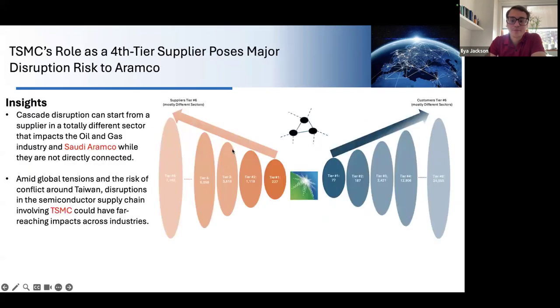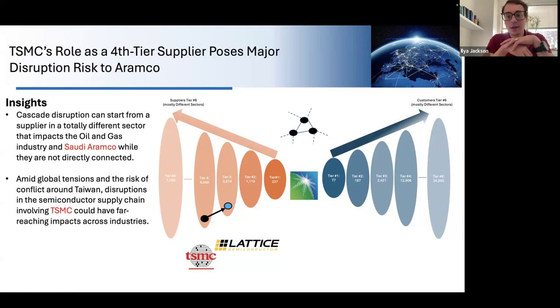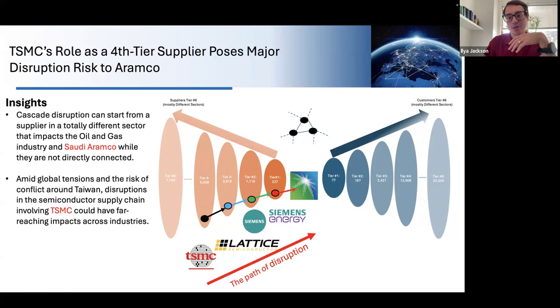When we look at the specific path of disruption, TSMC is quite far away from Saudi Aramco. It's a tier 4 supplier of Saudi Aramco, but TSMC works with a company, Lattice Semiconductor, that designs specialized chips for control of big equipment like gas turbines. But Lattice doesn't produce anything. They only design a blueprint. They send the blueprint to Taiwan, to TSMC. TSMC manufactures the chip. It's more complicated than I explained, but eventually the chip goes to Lattice, and this chip is eventually supplied to Siemens, and Siemens uses it for its subsidiary Siemens Energy to produce gas turbines that Saudi Aramco really needs for its operations. So even though there is no direct link between TSMC and Saudi Aramco, disruption of TSMC leads to severe disruption of Saudi Aramco.